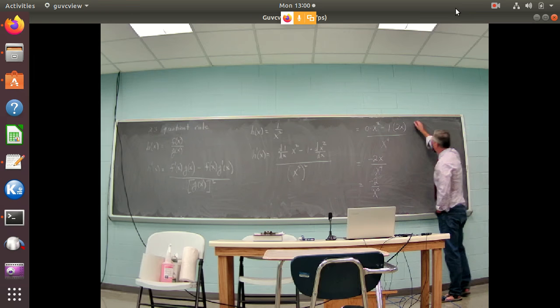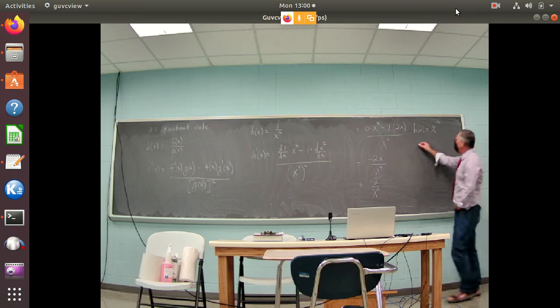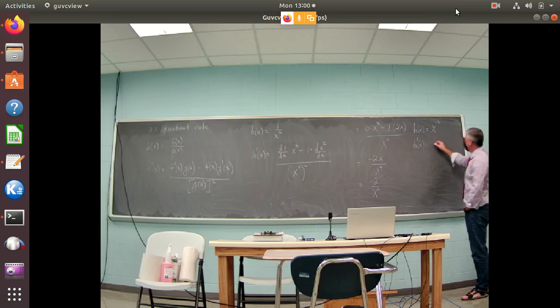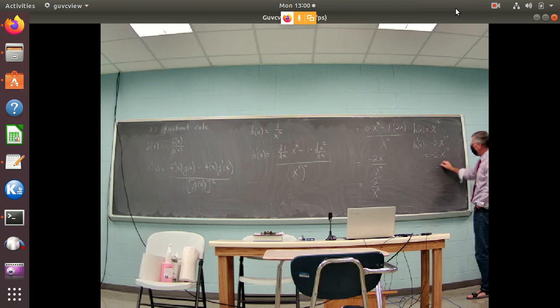Well, h of x, another way to write that is x to the negative 2. And so if I want that derivative, well, that's a power rule. So bring down the negative 2, x to the negative 2 minus 1. So that's negative 2x to the negative 3, but that can be rewritten as negative 2 over x cubed. Same darn answer. I love this math stuff, at least when it works out. When I screw something up, then, you know.